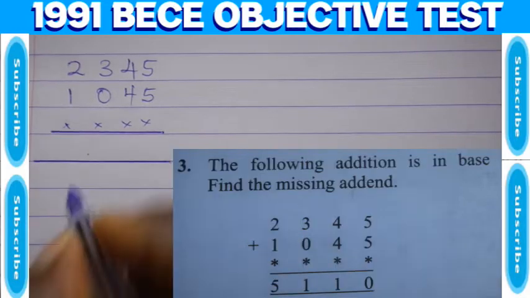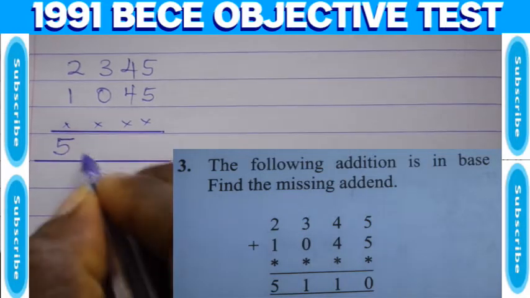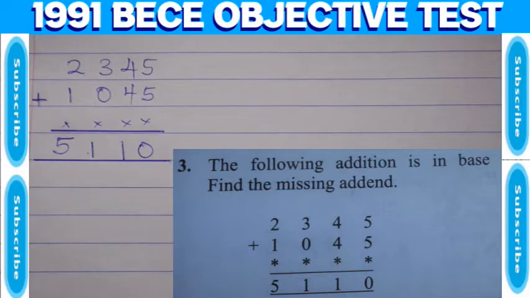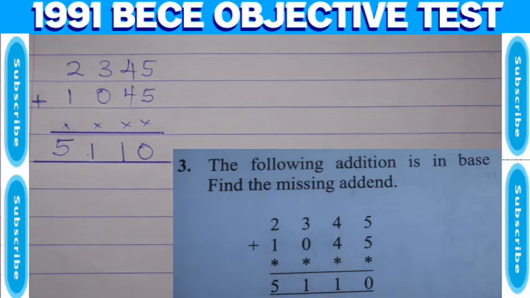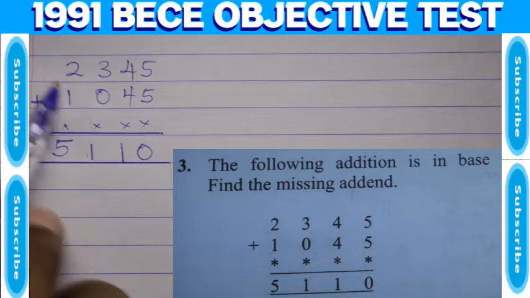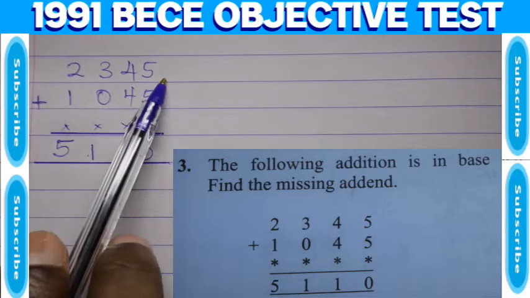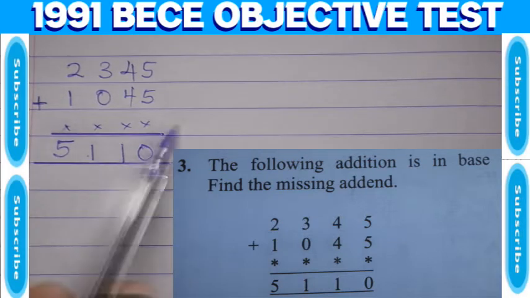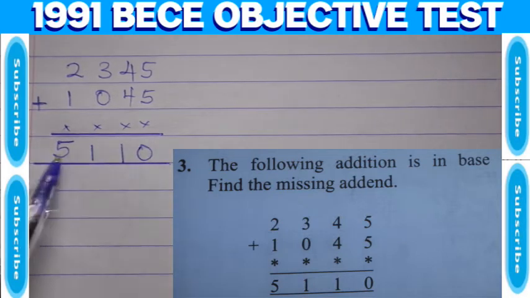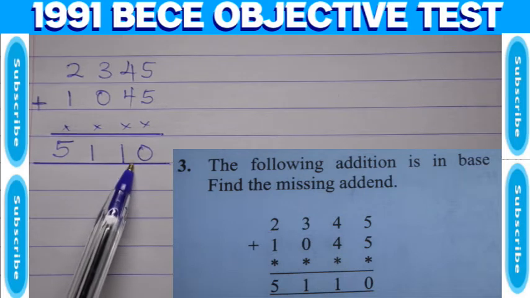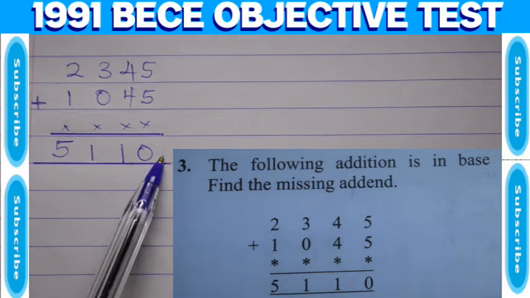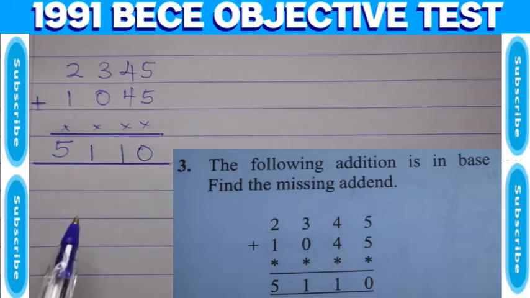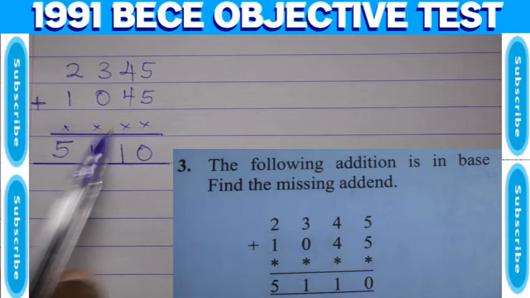So there's the question that we have: 5, 1, 1, 0. We have been told to find the missing addend. The missing addend. So it means we have to add 2,345 to 1,045, and then to another number or value to give us a sum of 5,110. And we have been given the sum, but one of the addends is missing. So now we have to find this addend.